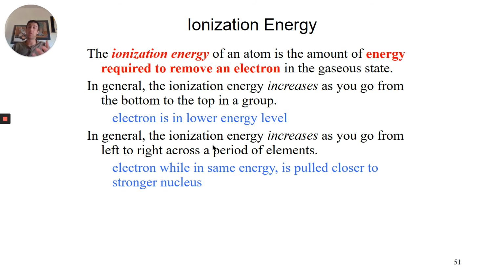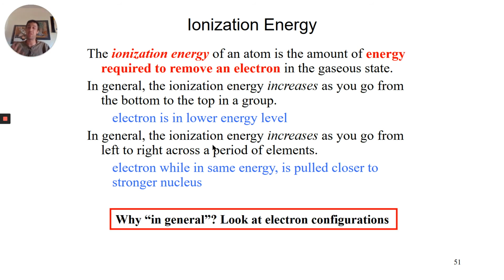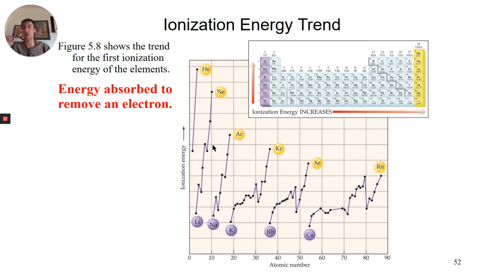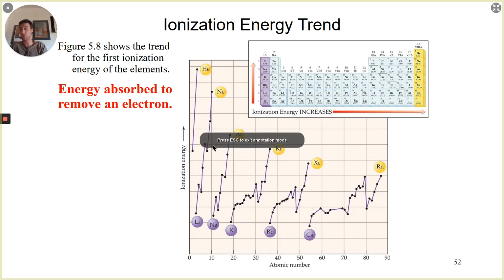What we're looking at in those explanations is roughly the same thing that we saw with radius. For electrons in a lower energy level, it's going to require more energy to rip one off. Across a row, while in the same energy level, the electron is still pulled closer, so it's going to require more energy to rip it off. So what we can look at within this is a couple weird things. Number one, it says in general. And in general, you should always freak out, because in general means not always. There are exceptions to this. This table takes a little bit to get used to, so I'm going to walk through it real quickly.